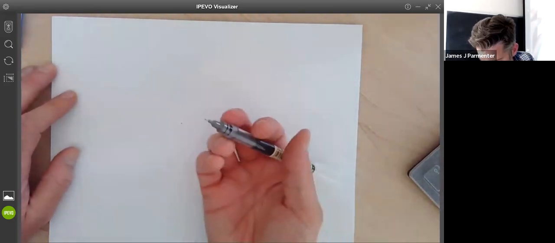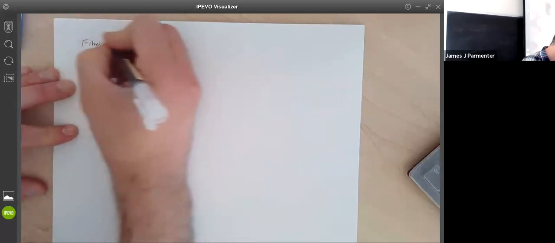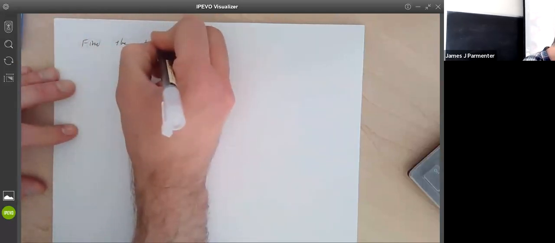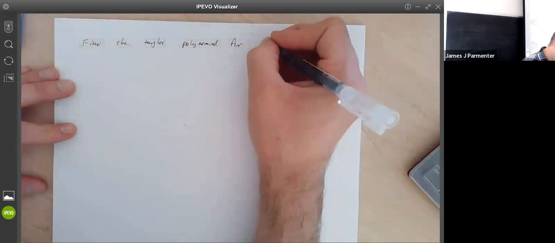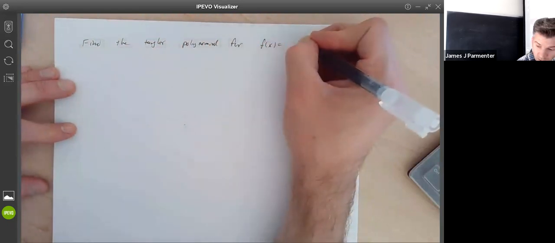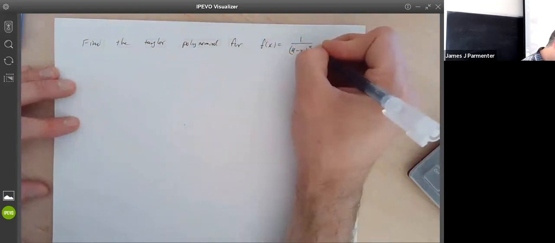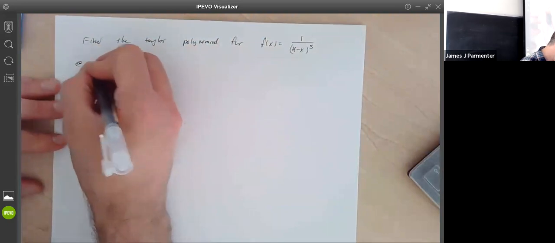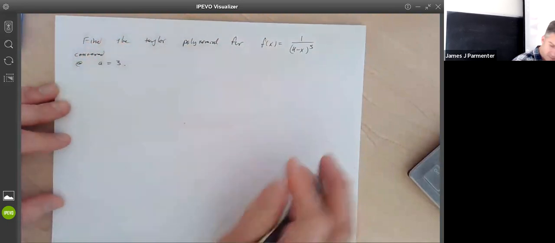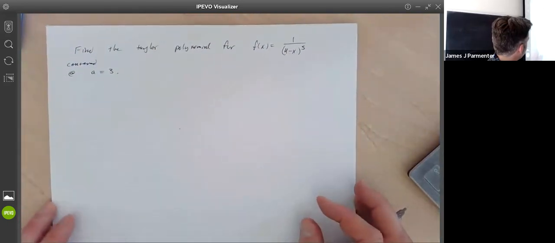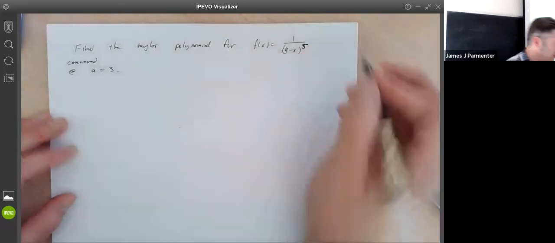I saw this problem in your homework or someone's homework, and I thought it was a good problem. So let's find the Taylor polynomial for f of x equal to 1 over (4 minus x) to the 5th, centered at a equal to 3, if you like. Okay, and that is a 5, not a 3. My 5s look like 3s.